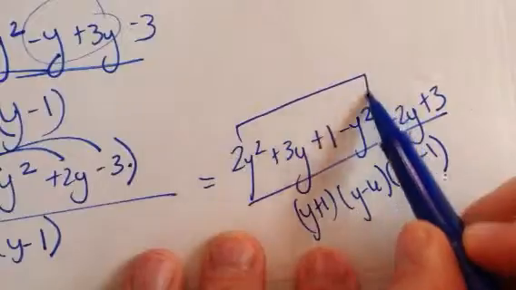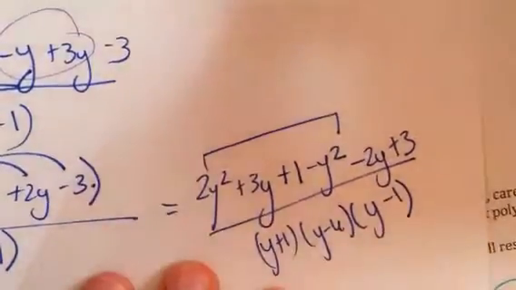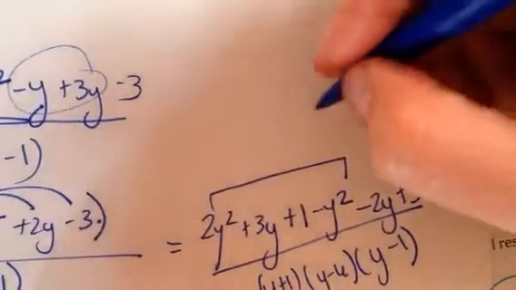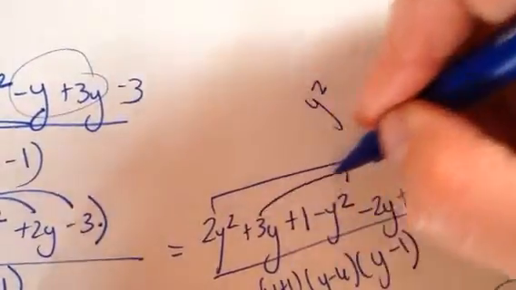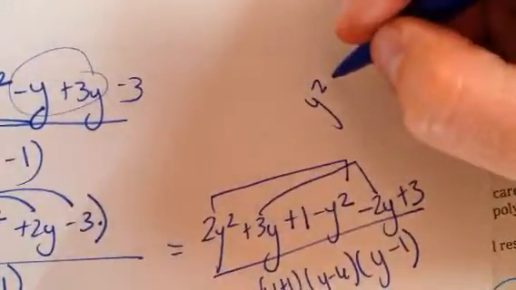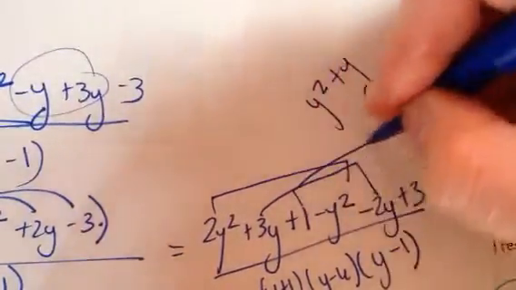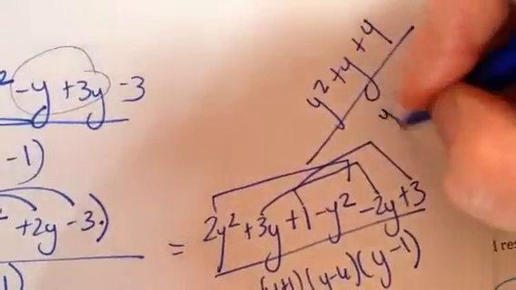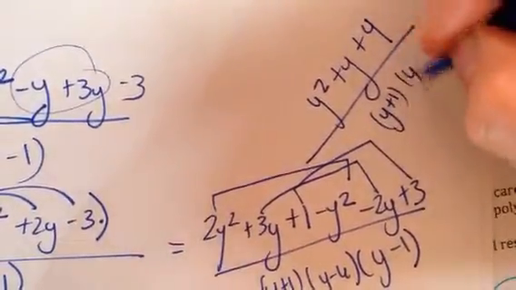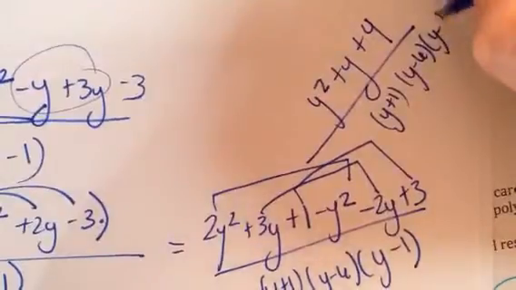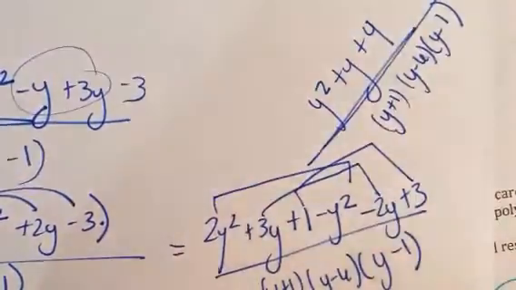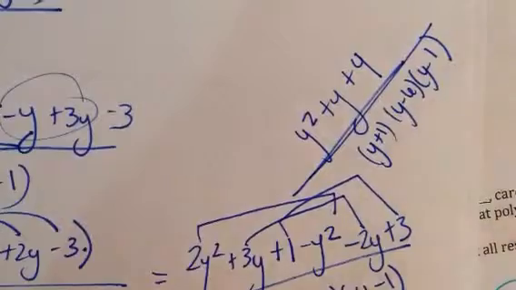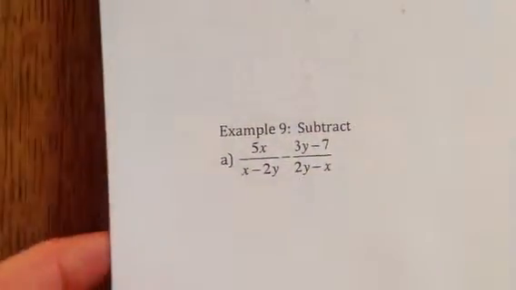Combine like terms. 2y squared minus y squared would be y squared. 3y minus 2y would be plus y. And 1 plus 3 would give me 4, over y plus 1, y minus 6, y minus 1. Okay, so again, all you're doing is factoring and then just remembering to distribute that negative. So we're building upon that chapter 5 material.